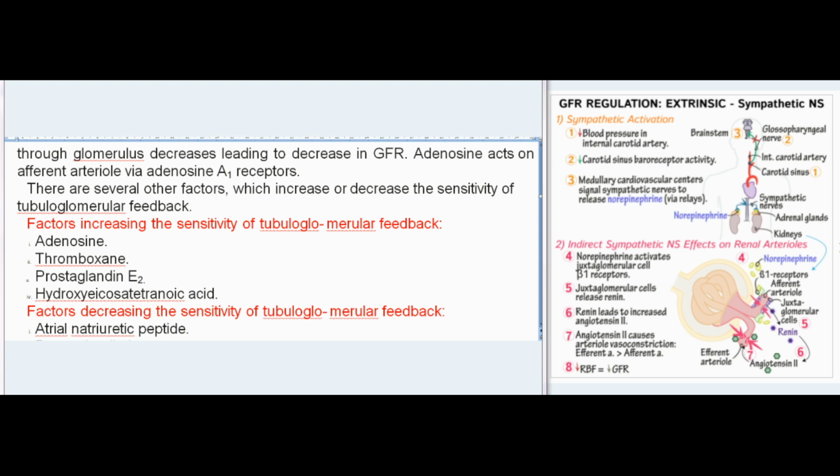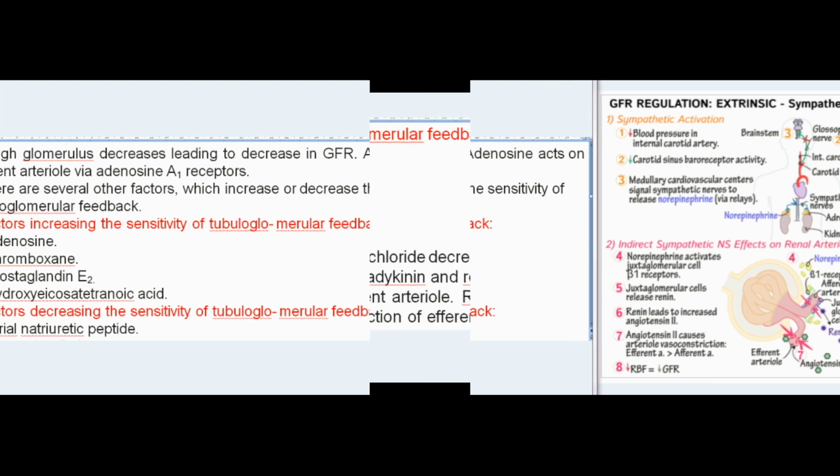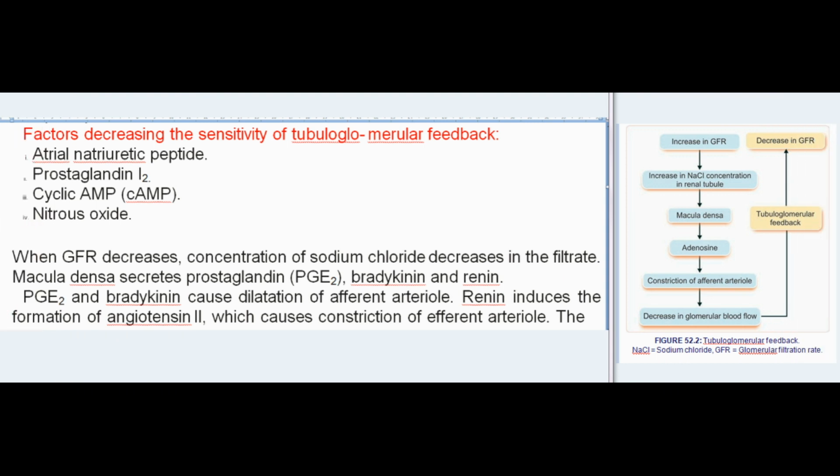Factors increasing the sensitivity of tubuloglomerular feedback: adenosine, thromboxane, prostaglandin E2, hydroxyeicosatetraenoic acid. Factors decreasing the sensitivity of tubuloglomerular feedback: atrial natriuretic peptide, prostaglandin I2, cyclic AMP, nitric oxide.